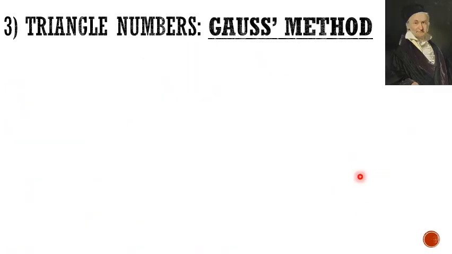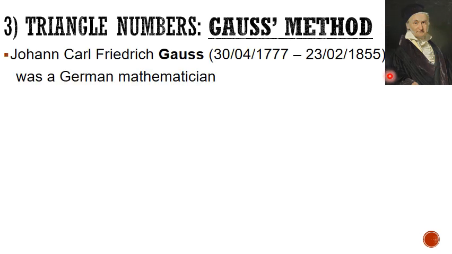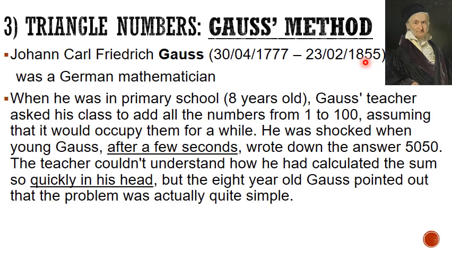So we come to this method called the Gauss method. Let me give you a very brief history of this guy over here, Gauss. I won't attempt to pronounce his name correctly. Anyway, he is a German mathematician who died a long time ago in 1855. But he's very famous because of a story from when he was in primary school, about P2.